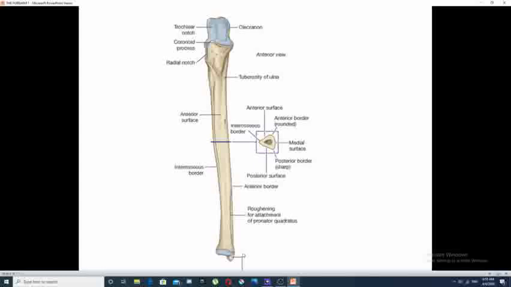Another important note, that most of the posterior surface of the ulna is lacking any muscle attachment, so the posterior surface of the ulna is subcutaneous. Also, the styloid process of the ulna lies immediately beneath the skin, and it is subcutaneous and easily palpable through the skin.